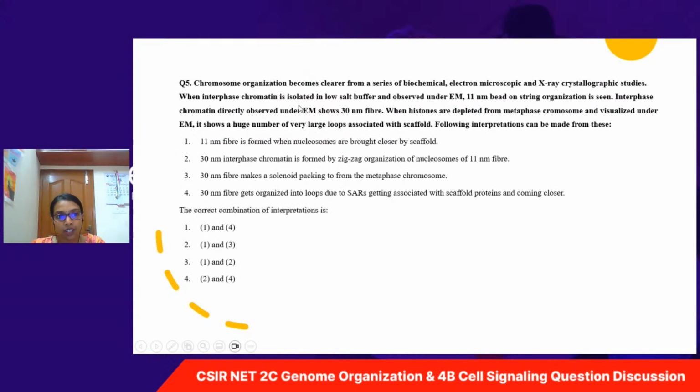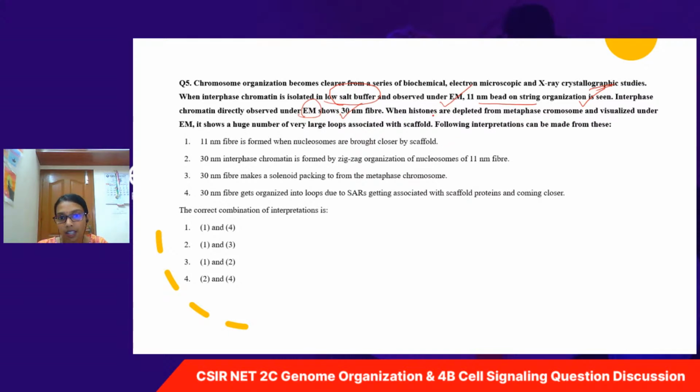Chromosome organization becomes clearer from a series of biochemical, electron microscopic, and X-ray crystallographic studies. When interphase chromatin is isolated in low salt buffer and observed under the electron microscope, an 11 nanometer beads on string organization is seen. Interphase chromatin directly observed under the electron microscope was shown to be a 30 nanometer fiber.